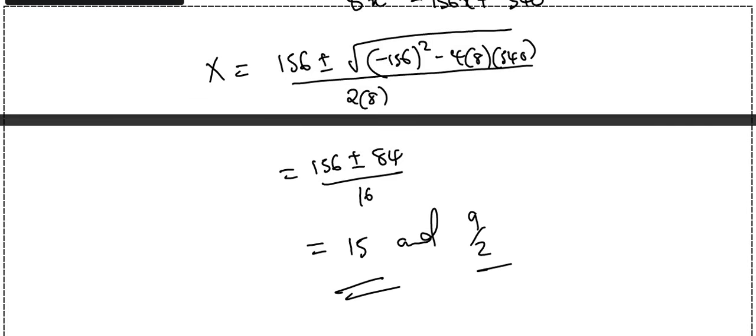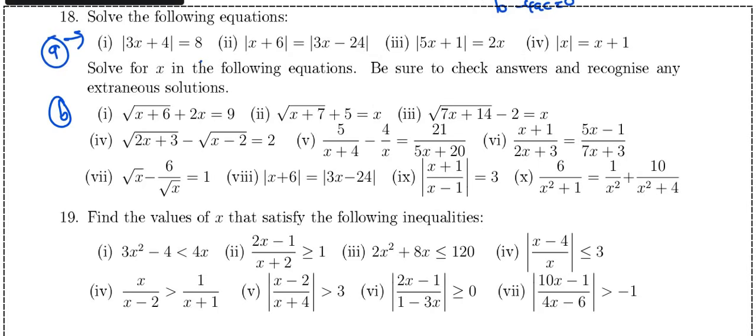So these are the two answers that you are getting. Then we test. You always have to test to see if the right hand side is going to be equal to the left hand side. That's what they mean by extraneous, because not all solutions are going to work out. So you have to test. If you put 15 here, 15 plus 6 is 21. 15 times 3 is 45, 45 minus 24 gives us 21. So 15 works. How about you try 9 over 2, 4.5.